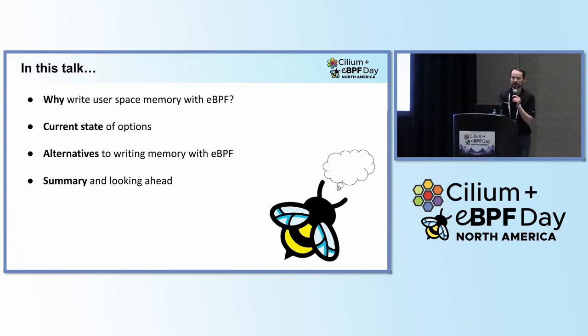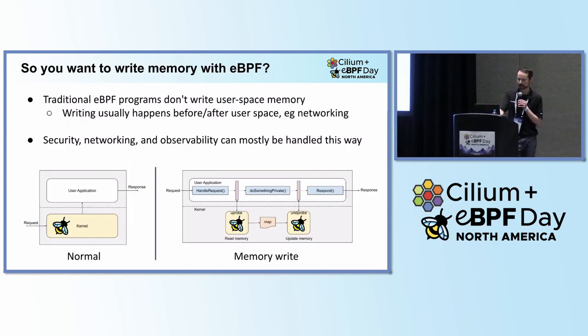But just to go over what we're going to show in this talk, the goal is to show our use case and then our journey with trying to solve that use case within eBPF: why are we writing to user space memory, the sort of problems that we ran into with the current options that are available, go through the alternatives that we've looked at in different layers of the application, and then wrap it all up and think about what this means for eBPF, and what it means for us going forward. So, why write user space memory with eBPF?